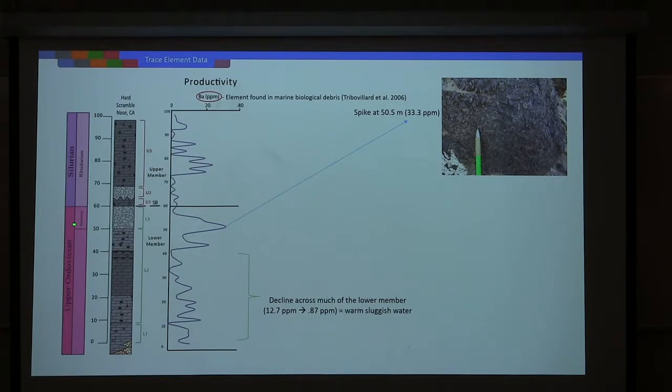This matches up nicely with the base of our breccia here, and also the apex of glaciation, the point at which we would expect to have our most upwelling via thermohaline circulation and glaciation. We then see a decline across much of the rest of unit 3 of the lower member and within the upper member.